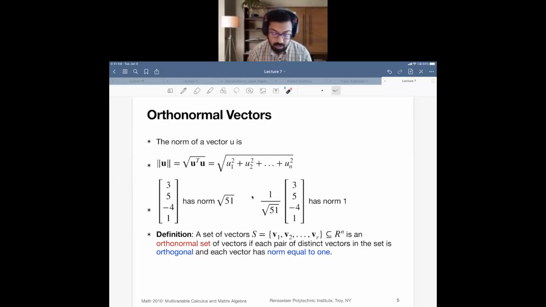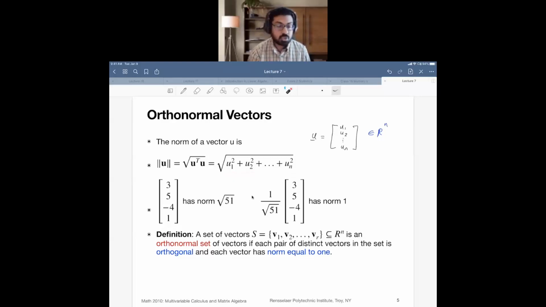So the length of that vector should be one. That's your norm. The way you define the norm of the vector u is simply taking u transpose u and taking the square root of that. So that's your distance from the origin. If you assume u is a vector with elements u1, u2, and so on up to un, so it belongs to R to the n, what would be the norm of u? The norm of u will be: square each element, add them up, take the square root. That would be the norm of that vector u.